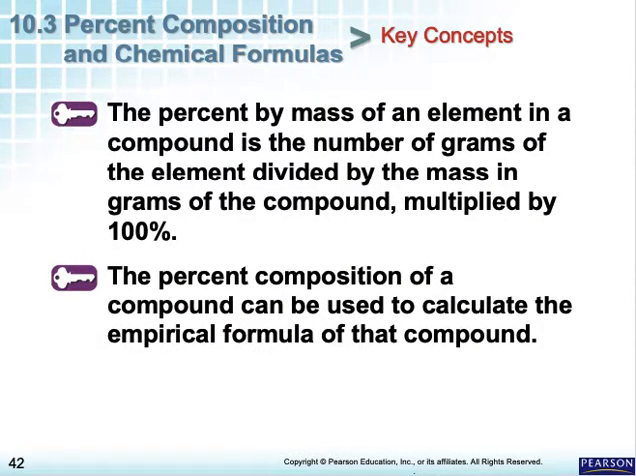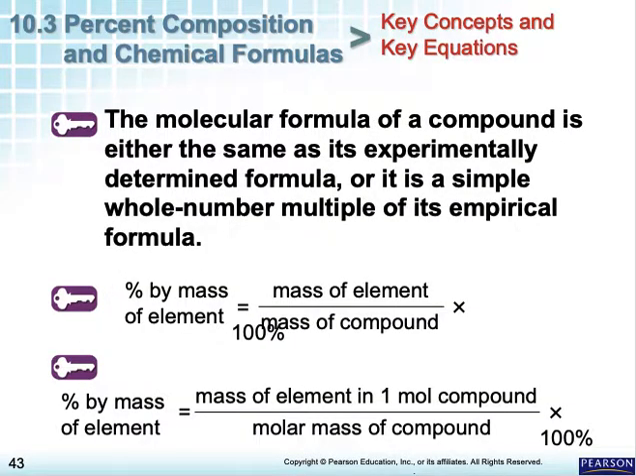So, key concepts. Percentage by mass of an element is the same as any other percent, the part divided by the whole. We do this in mass, so in grams, and then multiply by 100. And you use the molar masses for each element off the periodic table. Percent composition of a compound can be used to calculate the empirical formula of that compound. The molecular formula of a compound is either the same as its experimentally determined formula, or it is a simple whole number ratio, multiple of that formula.